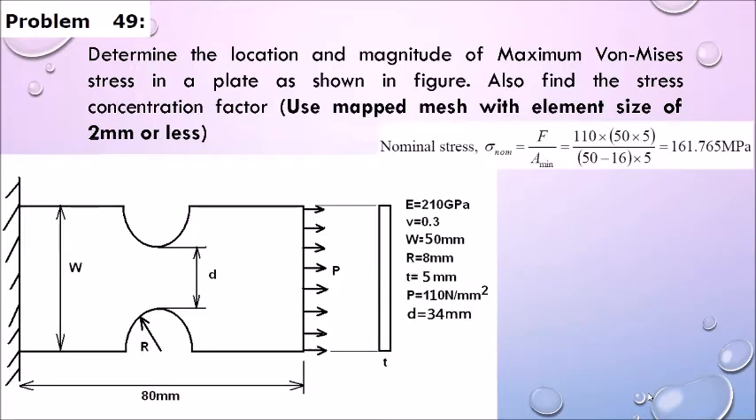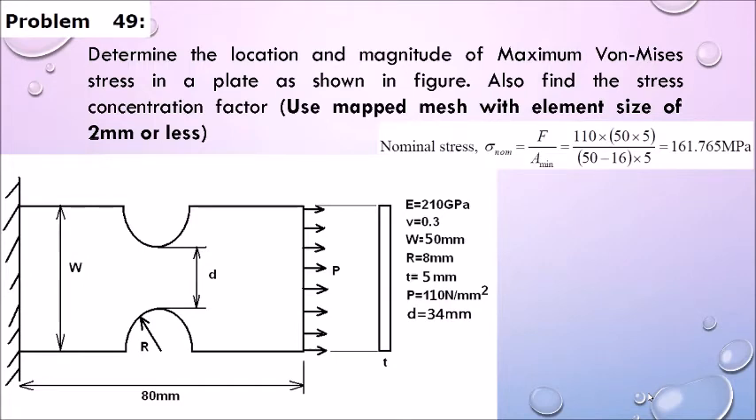And for this problem, the nominal stress is F divided by the minimum area of cross section. F is pressure times area. Pressure is 110 Newton per mm square, and the area where it is acting is width times thickness, that is 50 into 5. Minimum area is D into T. D is nothing but 50 minus 16, because the radius of the cutout is 8 mm. So if you divide force by minimum area, you get a nominal stress of 161.765 megapascal.